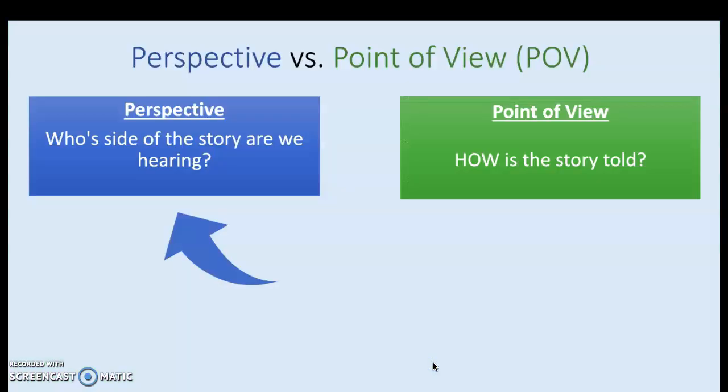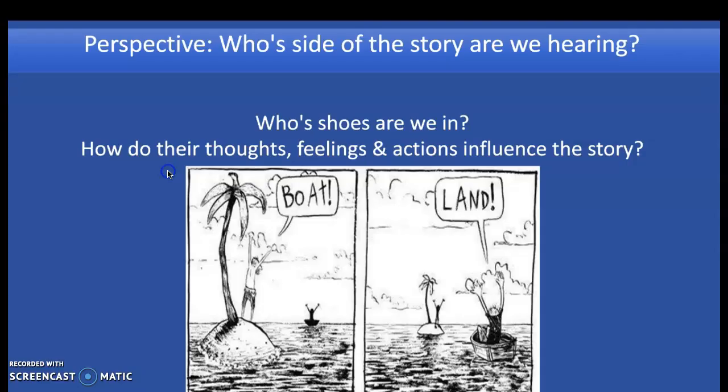So we've talked about point of view, or how the story is told. Now we're going to think about perspective, which considers whose side of the story we are hearing, or whose shoes we are in. So if we look at this example, of two pictures or two drawings of the exact same situation, one perspective is that the man on land is very excited to see a boat. In his shoes, from his side of the story, he's been sitting there waiting for a boat for who knows how long.